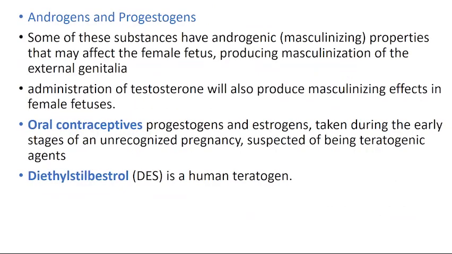Androgens and progestins, these hormones have masculinizing properties, that is they cause hirsutism, hair growth, and male genitalia in females. If females are taking these androgenic drugs, they affect the female fetus and produce masculinization of the external genitalia. So if a mother is taking these hormones, androgens and progesterones, for some reason, they can produce masculinization of the female baby that the mother is carrying.